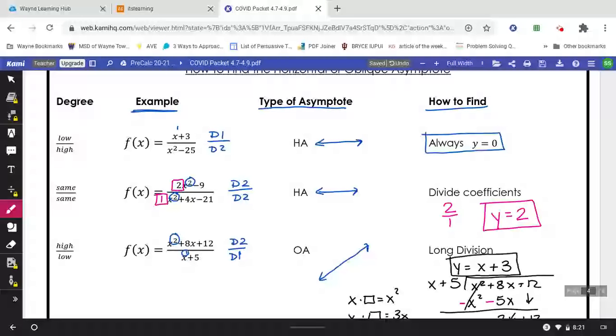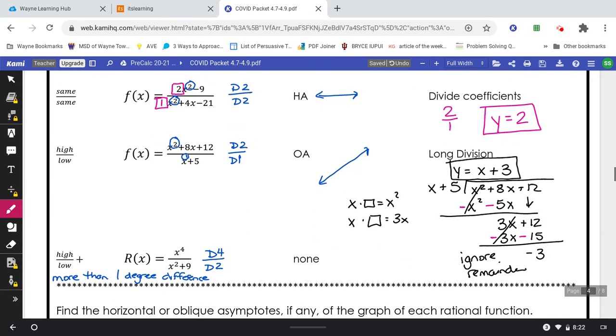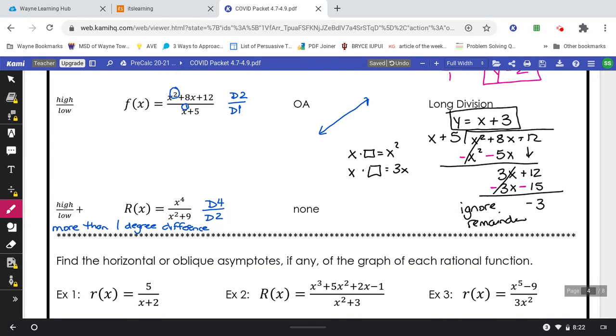So you can have as much difference on the degrees on the low over high as you want. So you could have a degree 1 and degree 7. That's still fine. It's only this high over low category that if you have a degree that's more than 1 off, the answer is none. That's another easy one to do.